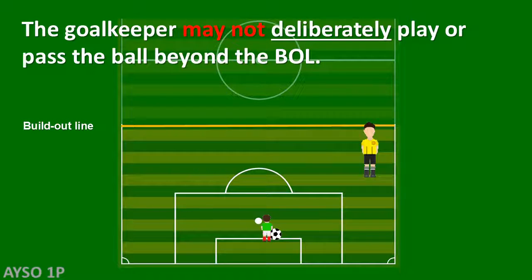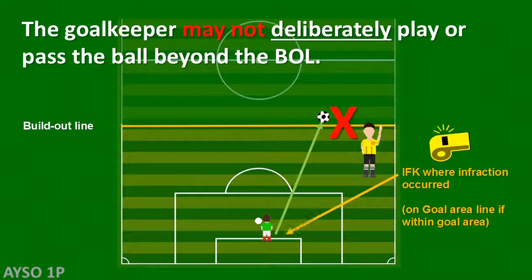If, in the opinion of the referee, the goalkeeper deliberately releases the ball to a teammate beyond the build-out line, the opponents are given an indirect free kick at the spot of the offense, or on the goal area line if the offense was within the goal area.